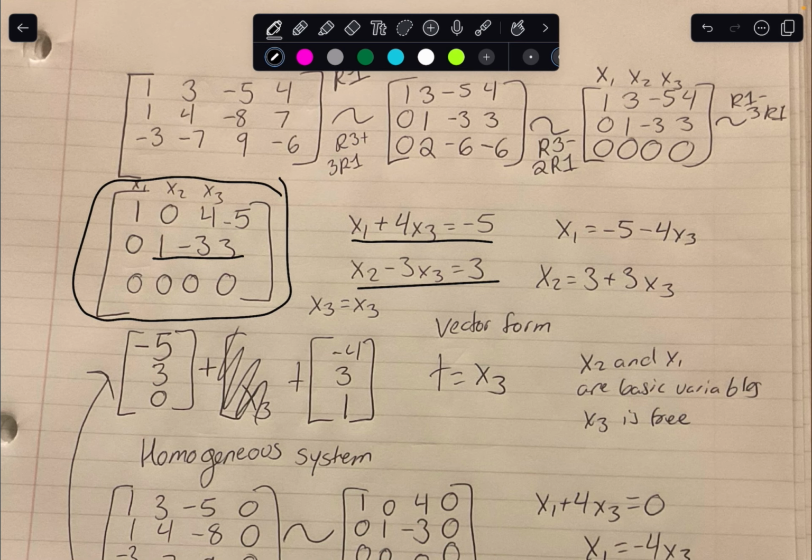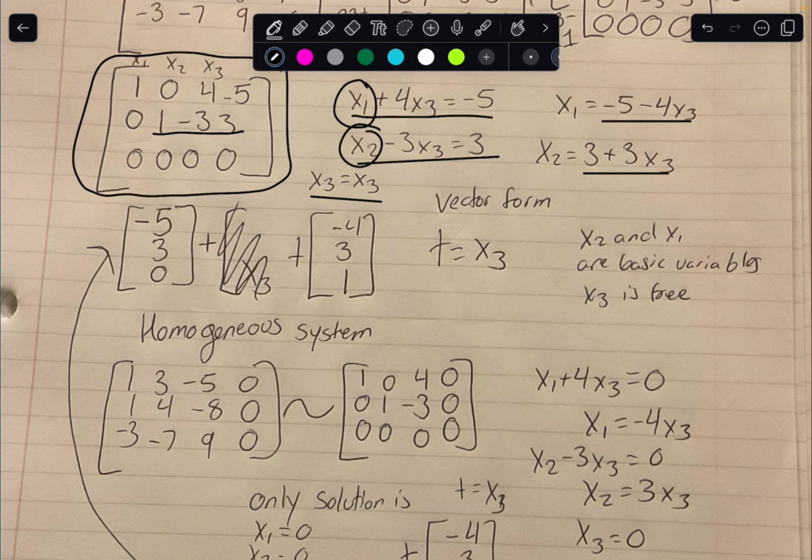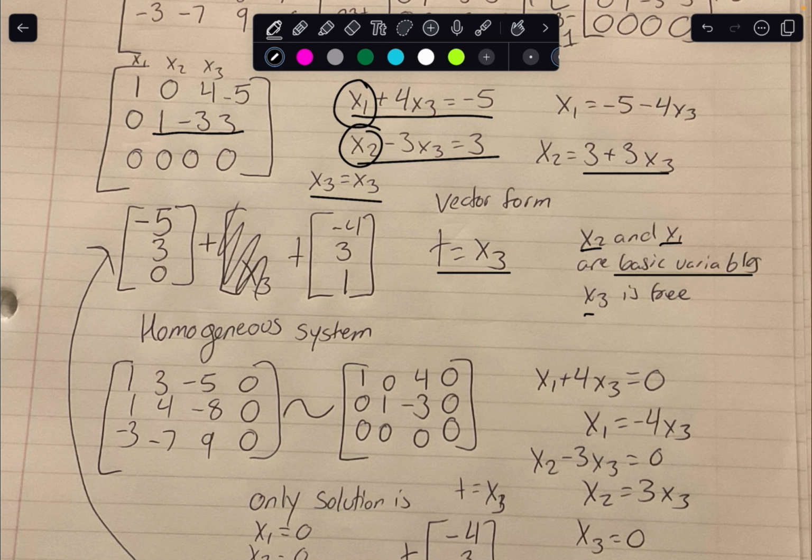So from there, I solved for x1 and x2, which I got over here, and then I rewrote them in terms of x3, since x3 is our free variable. I then turned that into this parametric vector form by taking these constants and putting them out here. And then the second vector is multiplied by this t value that I created, which is defined as x subscript 3, and then t is equal to my x3 vector. So basically, it's the same thing as up here, but rewritten. x2 and x1 are basic variables. x3 is a free variable.